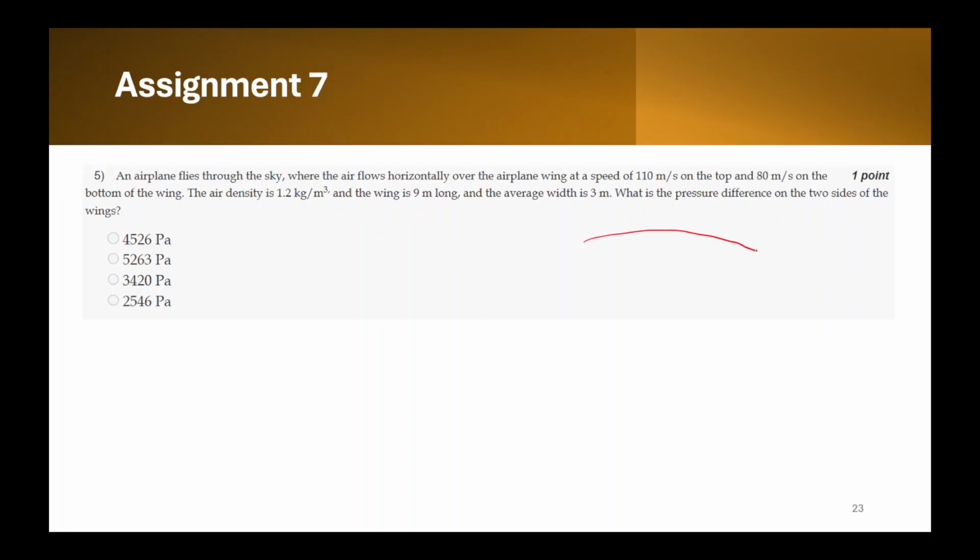So basically, suppose there is an airplane wing of this dimension, and the average width is 3 meter. On the top is 110 meter per second velocity, and the bottom is 80 meter per second velocity. So you need to find the pressure difference. If you are given different velocities, you need to find the different pressure. So you apply the Bernoulli's equation. So delta P by rho plus delta U square by 2 plus g delta Z is equal to 0.